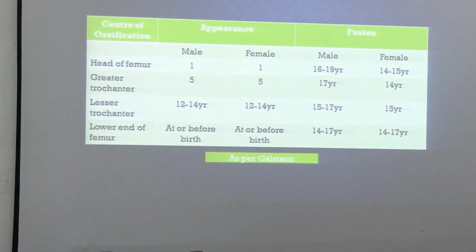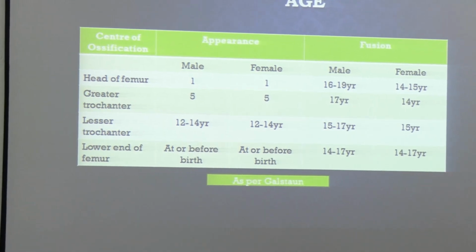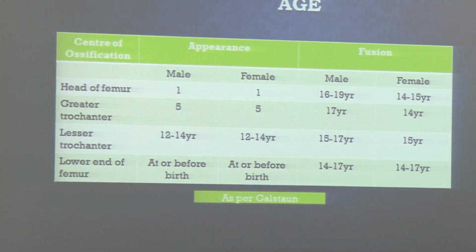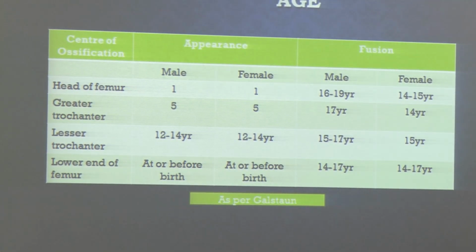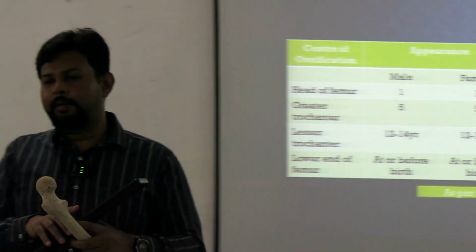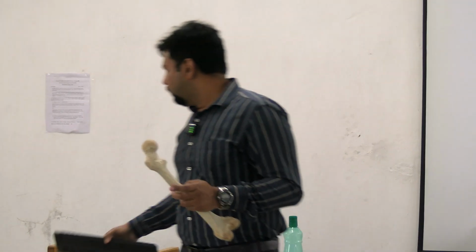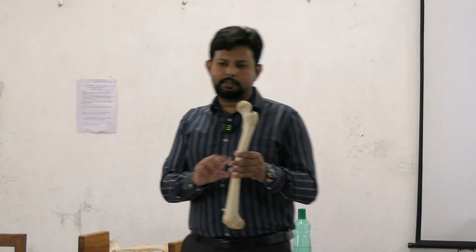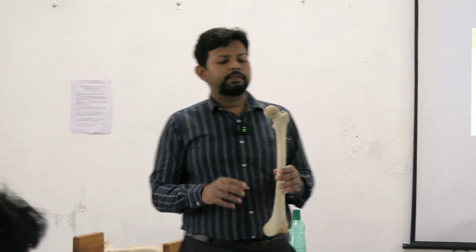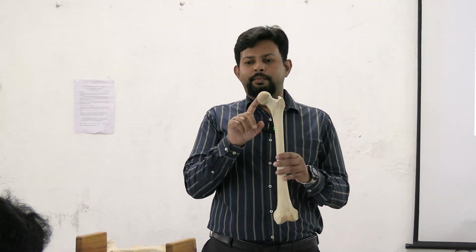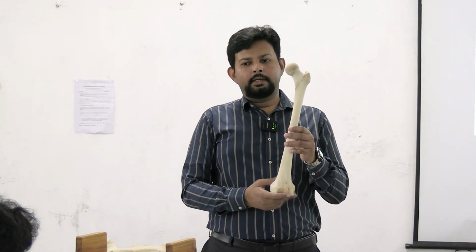So there is appearance and there is fusion. Ossification centers appear and then fuse. Right? Clear about ossification centers? Normally there are ossification centers in the head of femur. The primary ossification center is normally in the shaft, right? But secondary ossification centers are in the head of femur, then greater trochanter, lesser trochanter, and the lower end of femur.